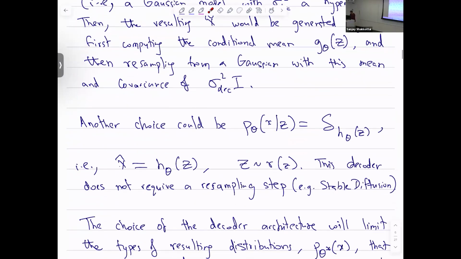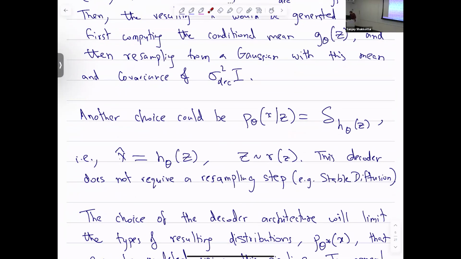But another choice could be directly just a function itself. So there's no new noise, the decoder could be just some function of z. That's it. This is a deterministic thing. All this is allowed. These are all your design choices on what you'd like to do. In Stable Diffusion, for example, it's just a deterministic function. But you could do other things as well in this setting.